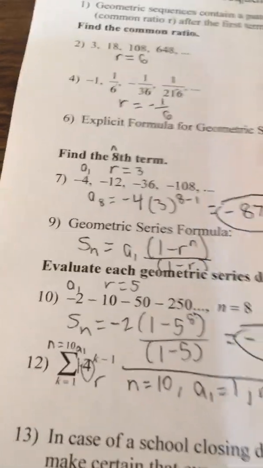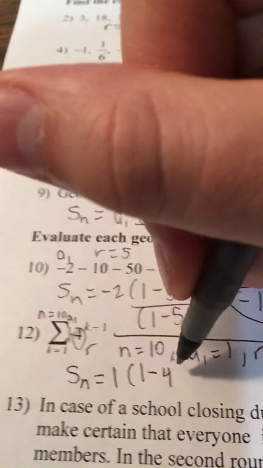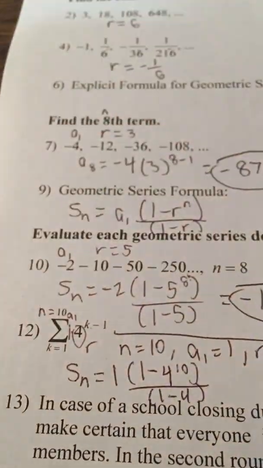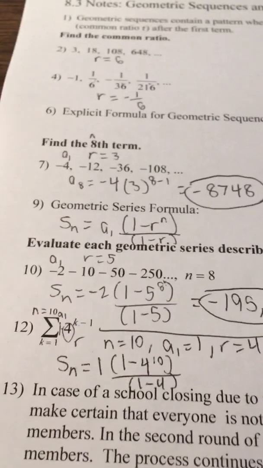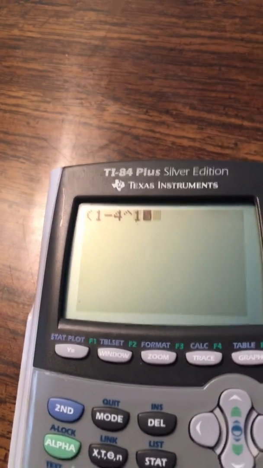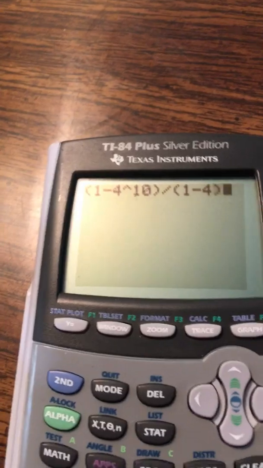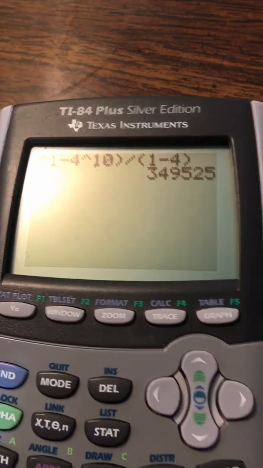So now, let's actually use our formula. S of n equals a1, which we said was 1, times parentheses 1 minus r, so 1 minus 4 to the nth power, which is 10, divided by 1 minus 4. We're going to type that in our calculator. I don't really need to type the first 1, but 1 minus 4, exponent 10, close that, divided by 1 minus 4, or divided by negative 3. That big number, 349,525.